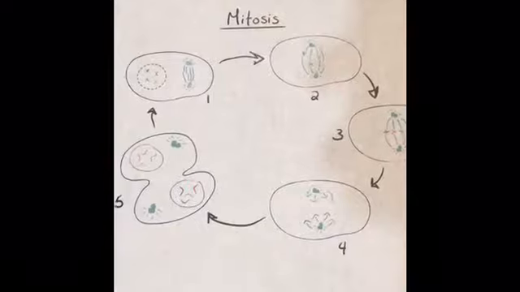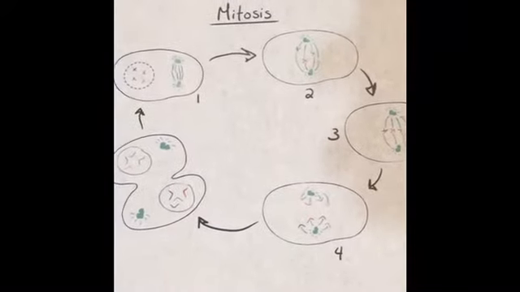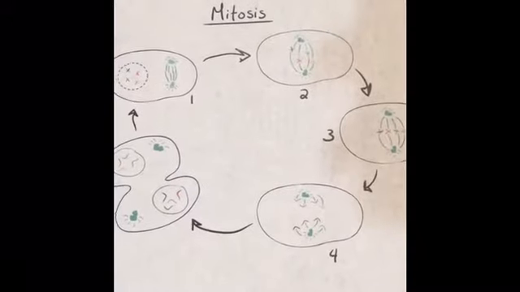Mitosis relates to asexual reproduction because it occurs in somatic cells, in the body cells, and it has the genetic information of only one person.